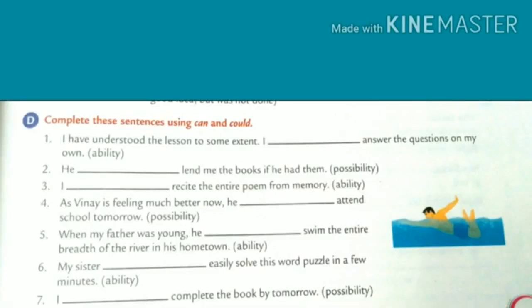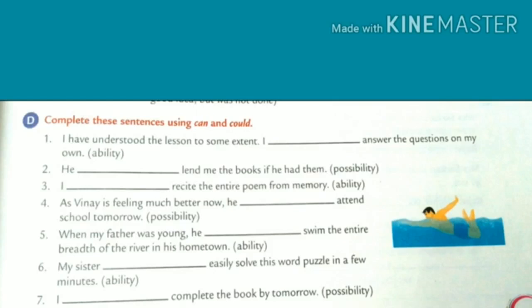What is the next exercise? Complete these sentences using can and could. First sentence, I have understood the lesson to some extent. I dash answer the questions on my own. In brackets they have given ability. Ability means can. We saw this in functions and their modals. Yes, I can. I have understood the lesson to some extent. I can answer the questions on my own.